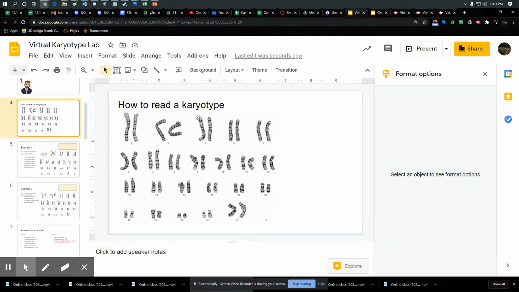We're going to talk about reading a karyotype here. So these are your chromosomes, and karyotypes go from the biggest chromosomes, which we call chromosome 1, to the smallest ones, which are 22. So you have 22 body chromosomes, and then you have pairs of them. That means technically I have 44 body chromosomes because I have one from my mom, one from my dad.